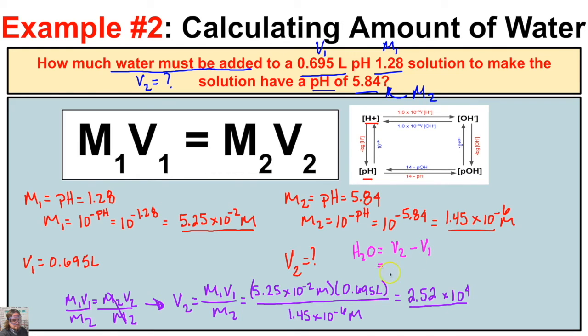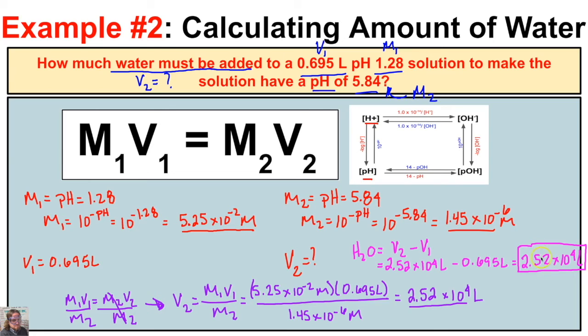So V2 is right here. If we take a look, V2 is 2.52 times 10 to the 4th liters, right? So we'll go ahead and put that right here. 2.52 times 10 to the 4th liters, and we're going to subtract V1, which is 0.695 liters. We'll put this in our calculator, and we'll end up with 2.52 times 10 to the 4th liters. Since this is such a small quantity that we're subtracting from this really big number right here, we're going to end up with the same amount, essentially.